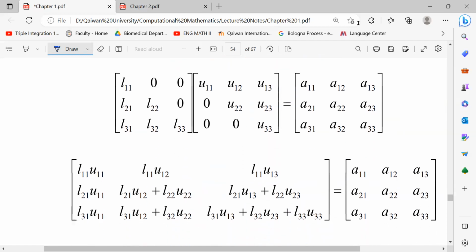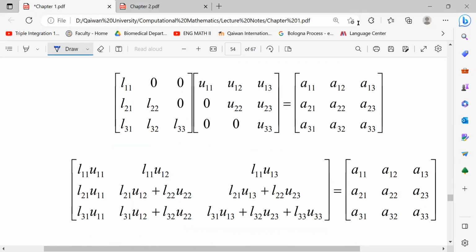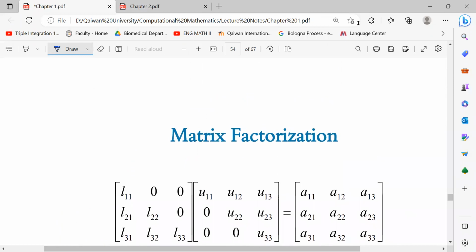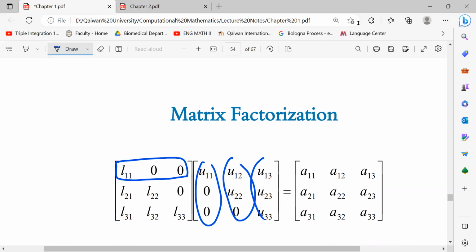Here, the multiplication of these two matrices is this matrix. Do you know how to multiply two matrices? Let me tell you how to multiply two matrices. Okay? For these two matrices, what we do? We multiply the first row by all columns. Okay, then the second row by all columns and the last row by all columns.